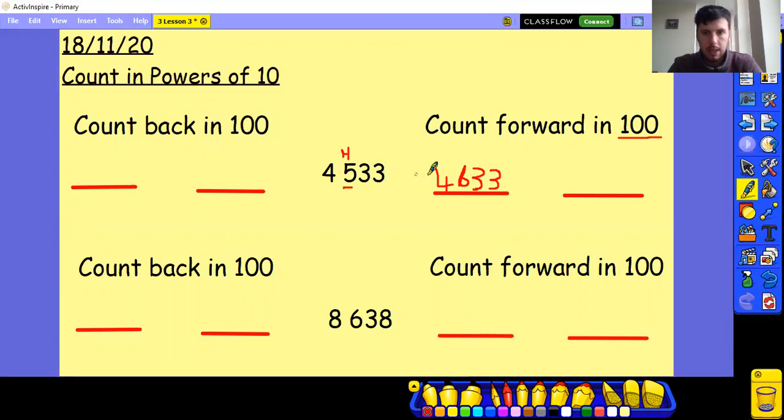That's important. The next one, again, I've got a 6. The next one is going to be 7. 4,733. So again, very important, I'm only changing one column so far. Now this is forward. Now I want to go back. So again, I'm at 5. I want to go back. So what's before 5? It's going to be 4.